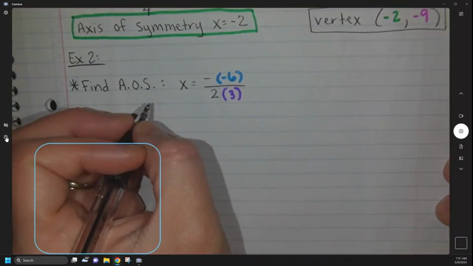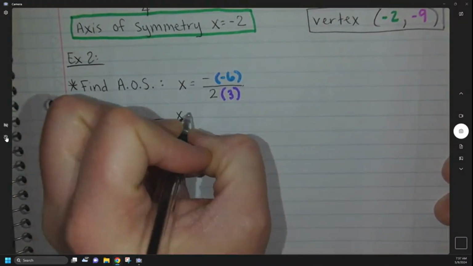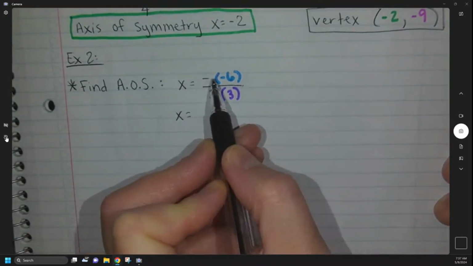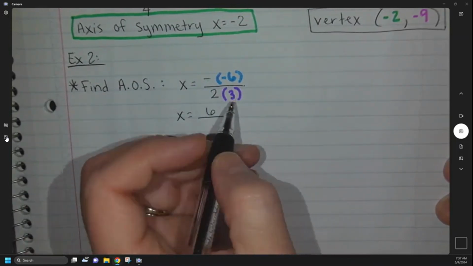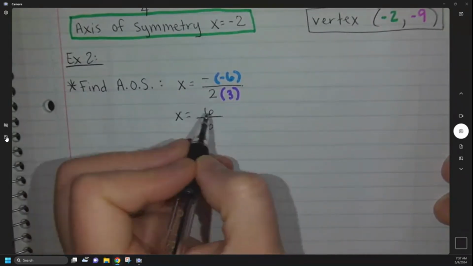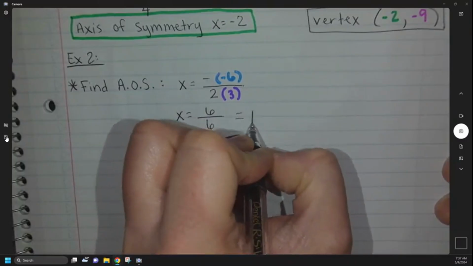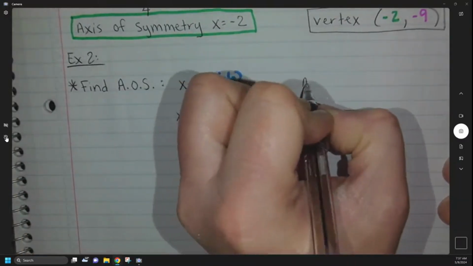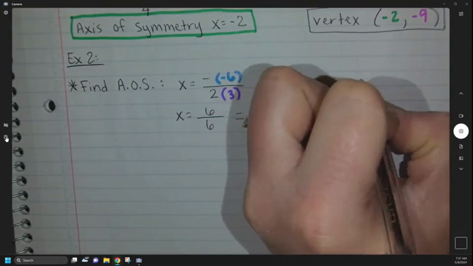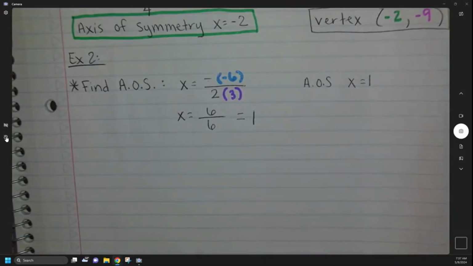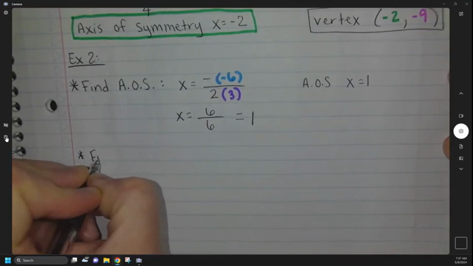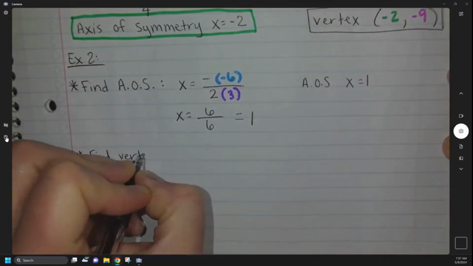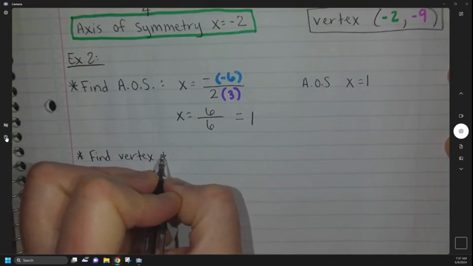We're going to simplify that. On the top, notice it's the opposite of -6, so that would be +6 over 2 times 3, which is 6. 6 divided by 6 is 1. So our axis of symmetry is x equals 1. Now that I know that, I can go ahead and find my vertex and plot it on my graph.